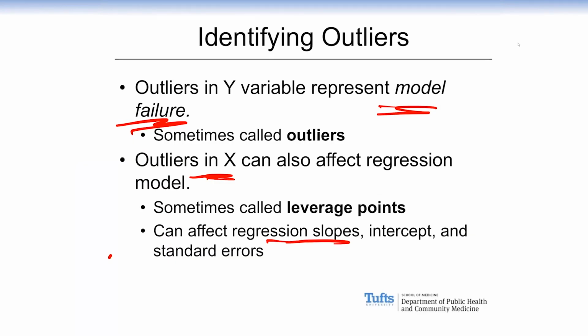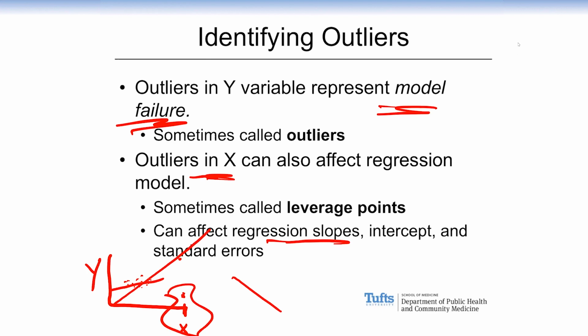Let me draw what that would look like here. Let's say I have a bunch of points here, and I draw a line through them. And then suddenly I get one point which has a very large X. What will that Y value be for that X? Well, if it's low, what will happen to that slope? That slope would come down. If it's high, what would happen to that slope? That slope would go up. So this point actually has the potential to have a lot of influence on the model.